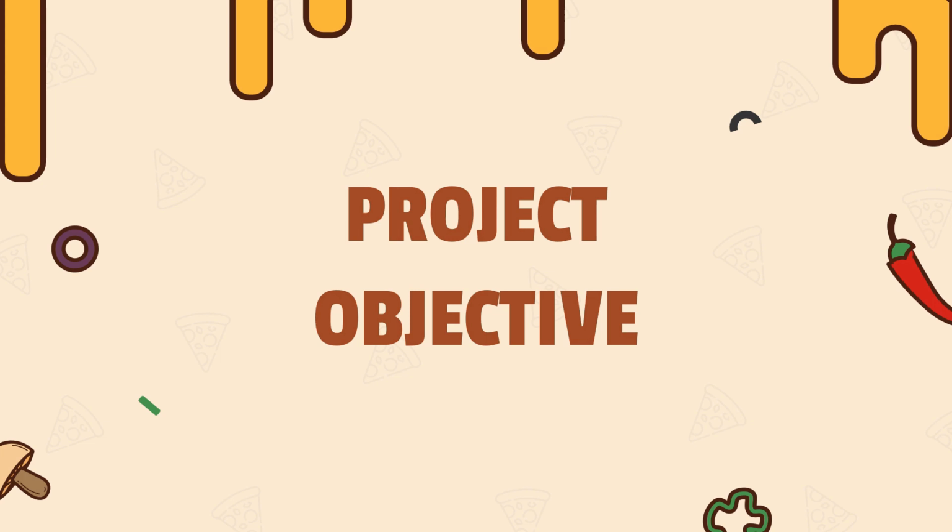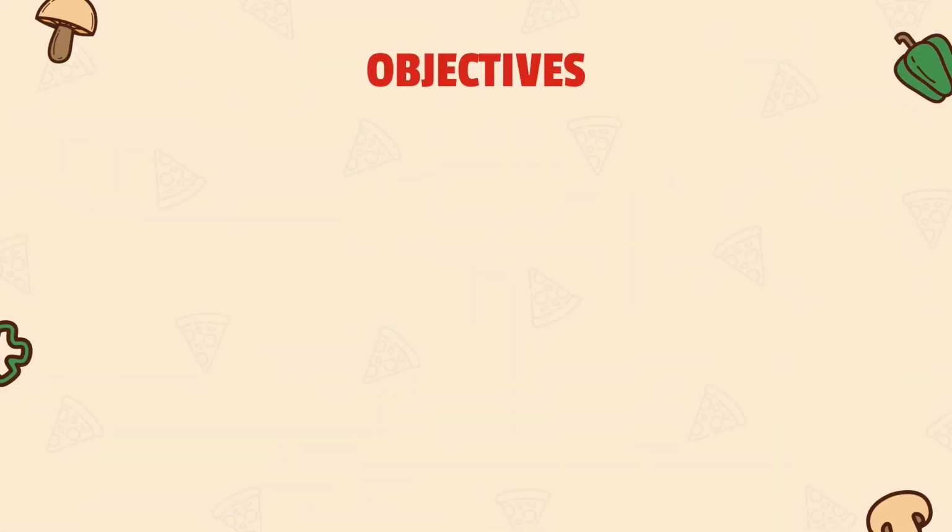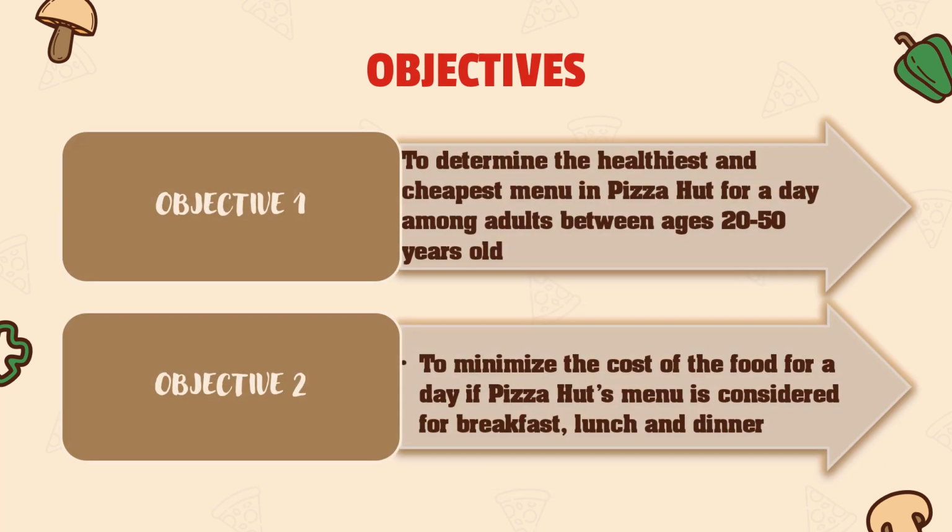Assalamualaikum warahmatullahi wabarakatuh. My name is Nur Syazatul Amira binti Abdul Aziz, and my matrix number is D201910899494. Project objective. The first objective is to determine the healthiest and cheapest menu in Pizza Hut for a day among adults between age 20 until 50 years old. The second objective is to minimize the cost of the food for a day if Pizza Hut menu is considered for breakfast, lunch, and dinner.